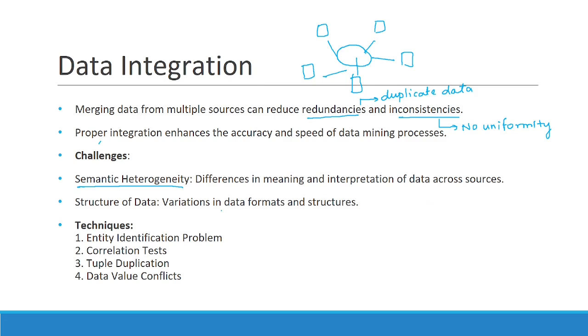And then structure of the data. So there may be variations in data format. Data may be stored in different format in different data sets. So that is one challenge. So we have to remove the semantic heterogeneity of the data, and we have to structure our data in proper format. Okay, and for data integration, we have these four techniques. We are going to see these four techniques. First is entity identification problem, then correlation tests, then tuple duplication and data value conflicts.